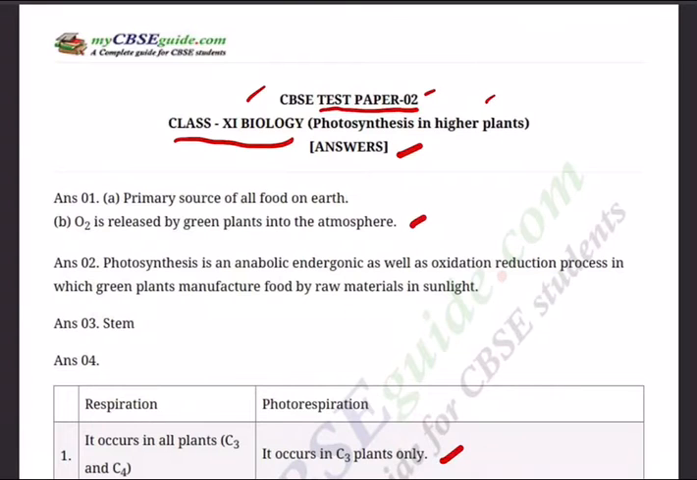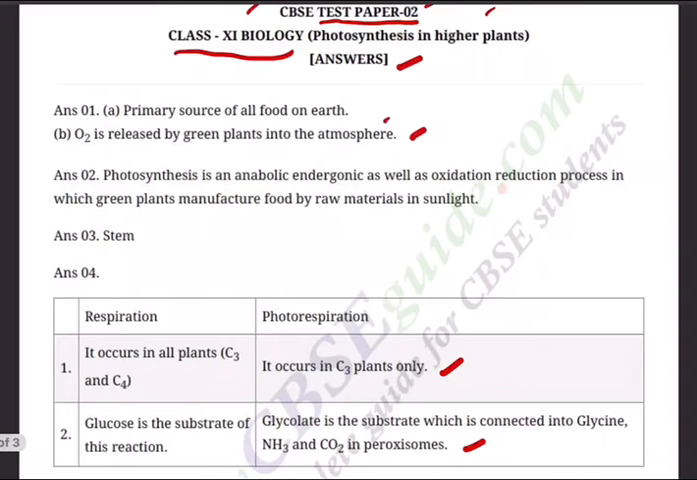In these answers, first one, it is the primary source of all food on earth. Second, oxygen is released by green plants into the atmosphere as expected, because it is CO2 plus H2O giving rise to starch formation. Along with starch formation, water and of course oxygen is released into the atmosphere. Next, second, the definition of photosynthesis: it is an anabolic, endergonic as well as oxidation reduction process in which green plants manufacture food from raw materials in sunlight.